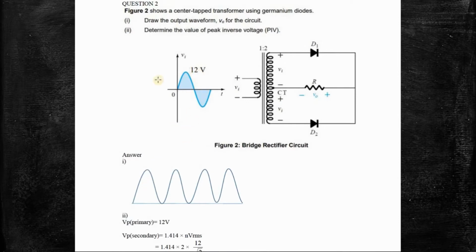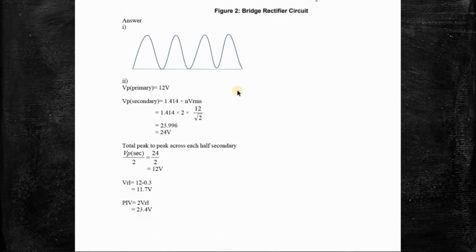For the first question, draw the output waveform. This is the output waveform which is supposed to be. Second is to determine the peak inverse voltage, PIV. Before we calculate the PIV, we know that VP primary is 12 volt and VP secondary is, by using this formula, 1.414 times N times VRMS. N is our transformer ratio, and VRMS is 12 over root 2, and we get 23.996, which is equivalent to 24 volt.